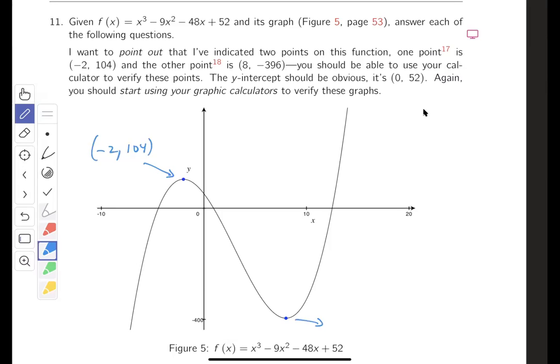And I've indicated this point over here, and just looking at it, I'm going to say this point over here is 8, -396. All right, yeah, they've given me those points. And they've also given me the y-intercept, and I'll write this one over here, although not indicated, I'll indicate it now, is going to be 0, 52. I want to point out there's other points we'd like to know, but they didn't give them to me. This point here, and this point here. And what are they? I'm going to say they're y-intercepts. And looking at those, I'm sorry, I misspoke, x-intercepts.